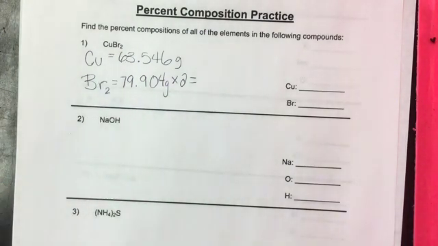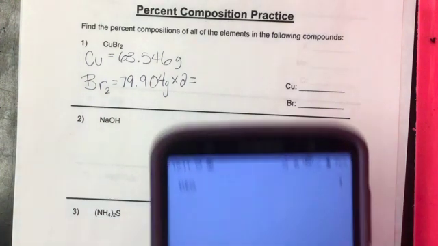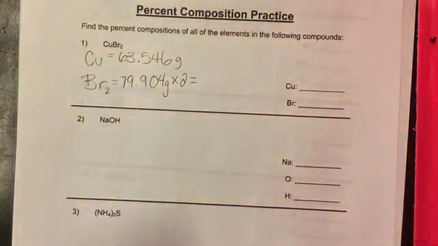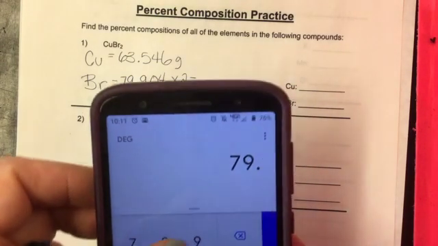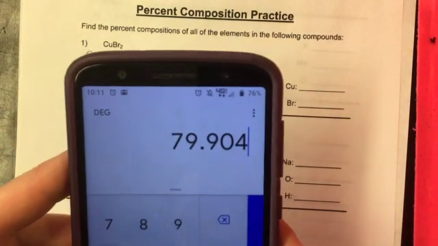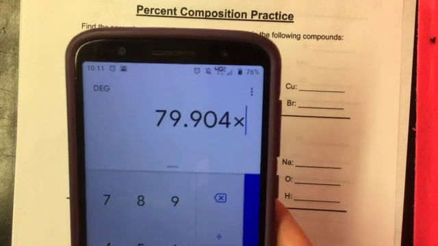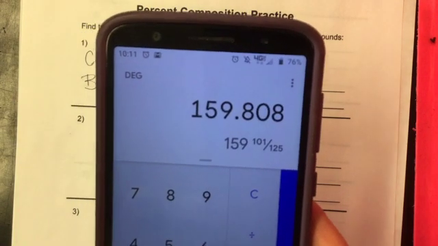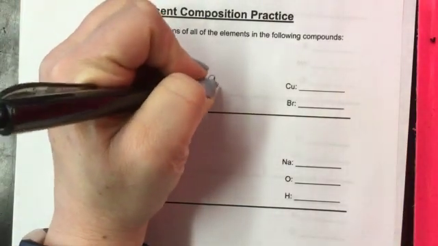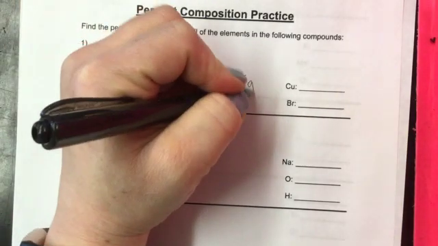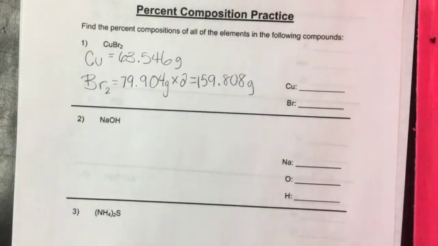So I'm going to get my handy-dandy calculator out. I'm going to do 79.904 times 2 equals 159.808, so 159.808 grams. Notice I'm putting grams each time because I don't want to forget about those units.